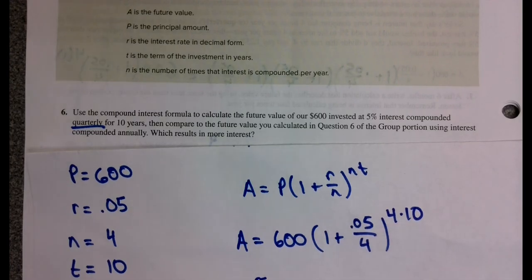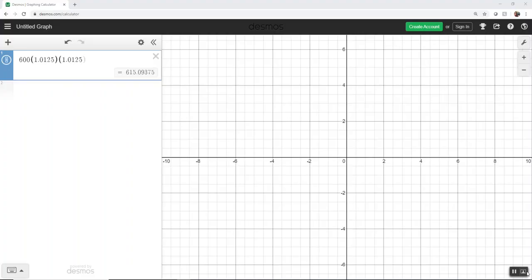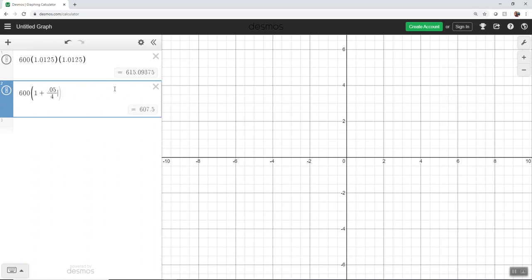Skipping over to our handy Desmos, we're now going to type that in and see what our result is. So 600. Notice I'm using parentheses for this. You don't have to. It's also because I'm typing in the sum part, so the plus 0.05 divided by 4. Again, you don't have to do that, but it is helpful.